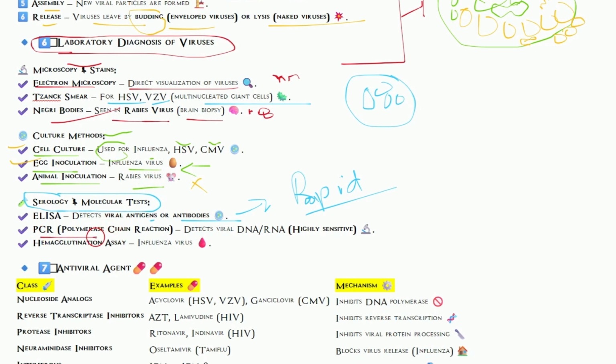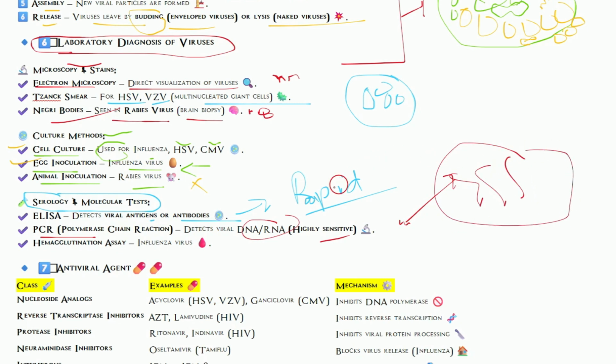Then we have PCR, polymerase chain reaction, which detects DNA, RNA, highly sensitive. This is a very important method in case of viruses, because they need a long time to show their symptoms in the body. In case of HIV, it may take 3 years to 10 years, right? So if we can't give a treatment, it may be dangerous for the patient. So for that, it is very important if we have a small amount of DNA. With this technique we can enlarge it and identify, yes, this is HIV or another thing. Hemagglutination assay for influenza viruses.